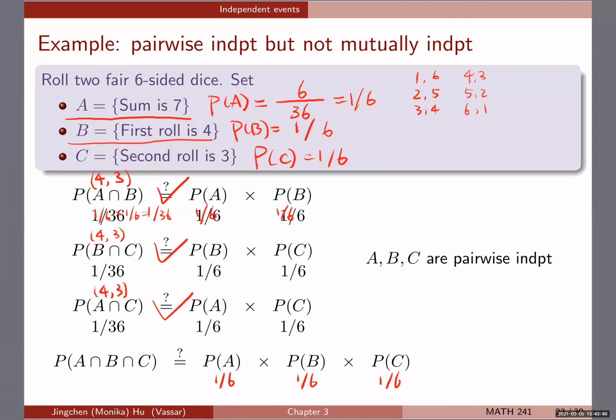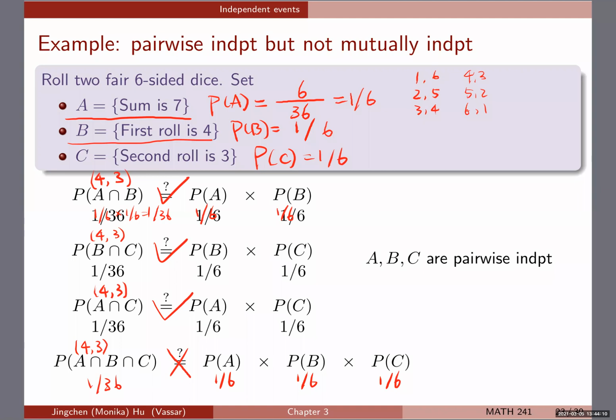But if you look at the joint of A and B and C, it turns out that the only way that this could happen is 4 and 3 in that order again. So we know that the left-hand side will actually have to be 1 over 36, and apparently it does not equal 1 over 6 times 1 over 6 times 1 over 6 again. So this is an example to show that 3 events could be pairwise independent, but not necessarily mutually independent.